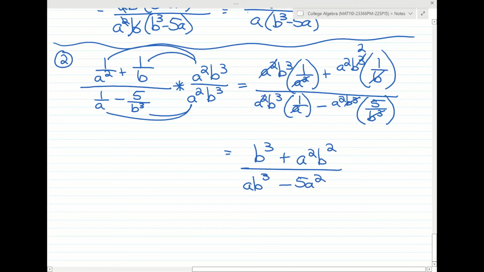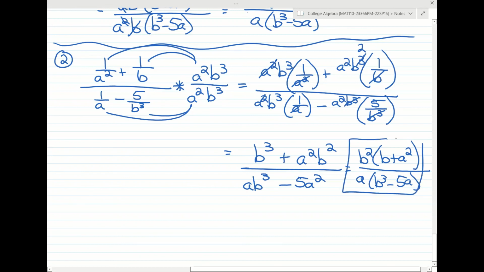In order to finish this, we just want to take out a GCF from the whole top, a GCF from the whole bottom, and see if we can cancel. We can take out a b squared, and we're left with b plus a squared. Bottom, we can take out an a. We're left with b to the third minus 5a, which is the same answer we got before.